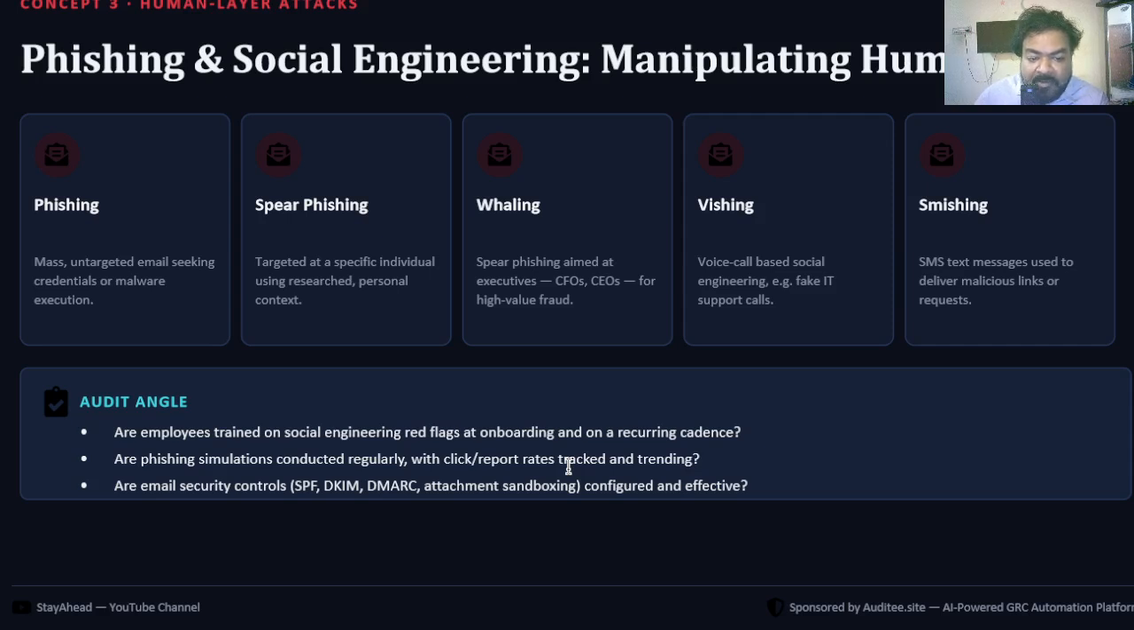As an auditor, don't just ask if security awareness training exists, ask how often, ask whether phishing simulations are actually run, and whether click rates and report rates are tracked over time to show improvement. And dig into the technical side too. Are email authentication controls like SPF, DKIM, and DMARC properly configured? And is DMARC actually set to reject or quarantine spoofed emails rather than just sitting in monitor only mode doing nothing?